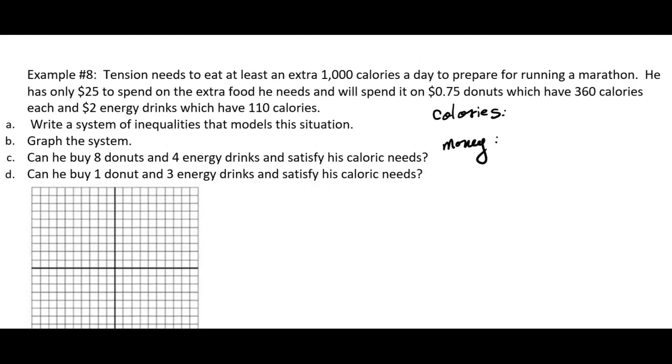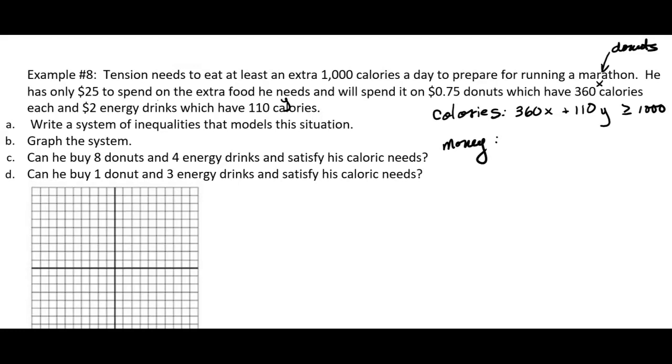Okay, so each donut, and this time I'll go ahead and use X. If you didn't understand the last one, I'll use X for donuts, and I'll use Y for the energy drinks. So it's 110 calories for each energy drink. And it says he has to get at least an extra, so greater than or equal to 1,000.